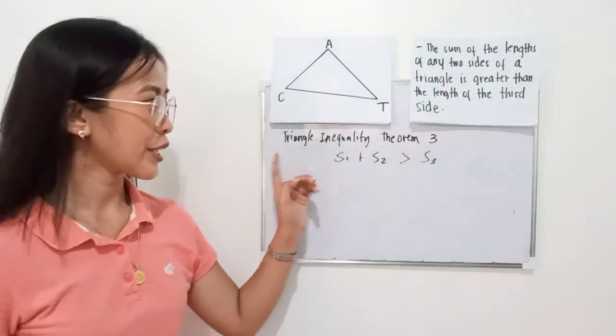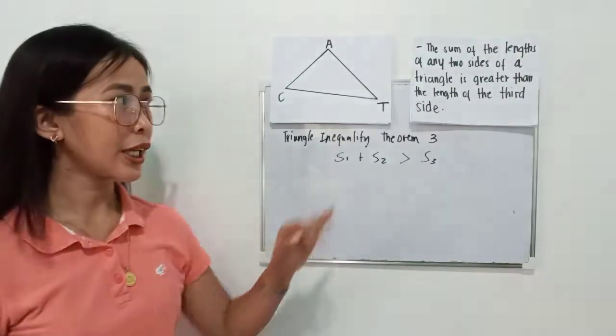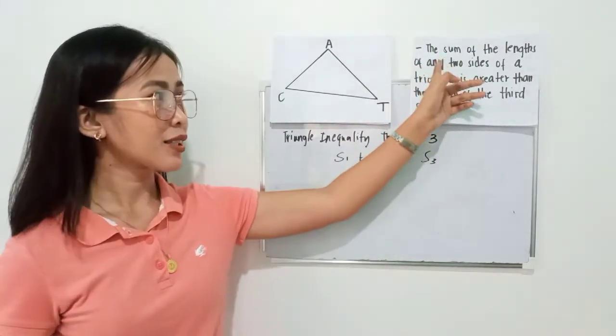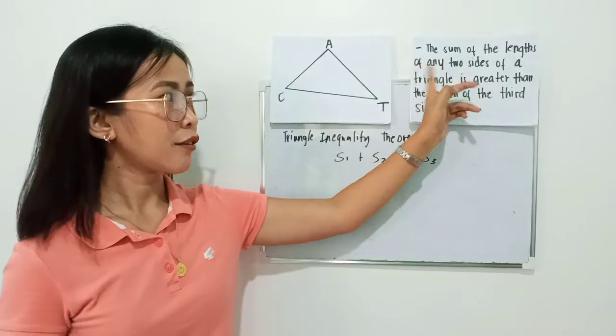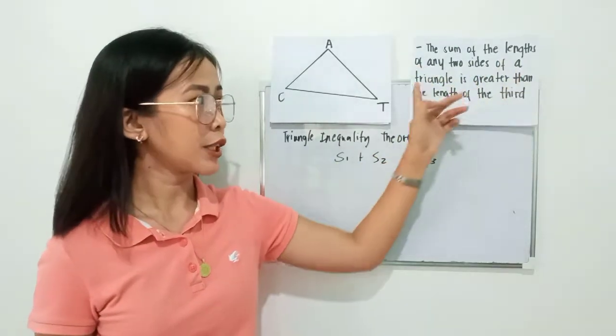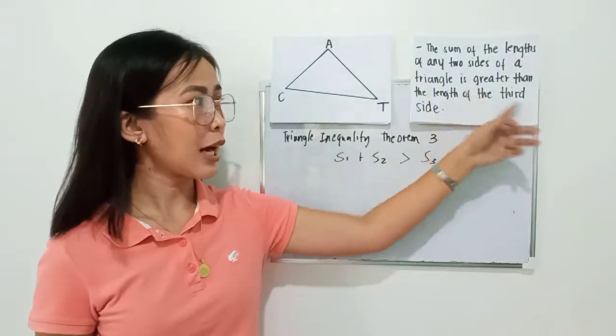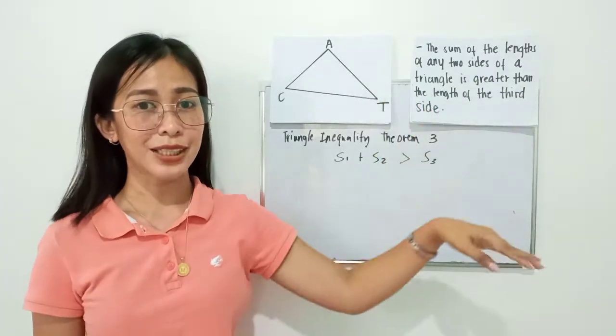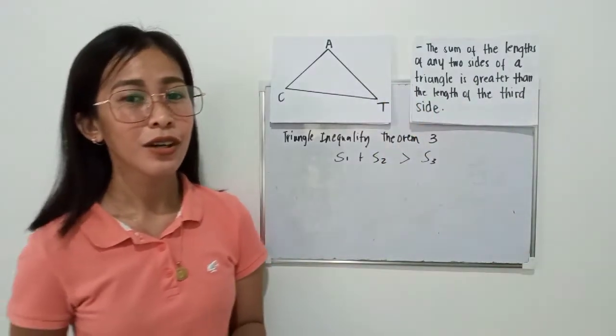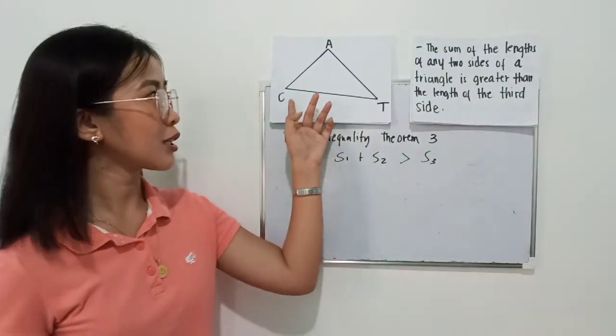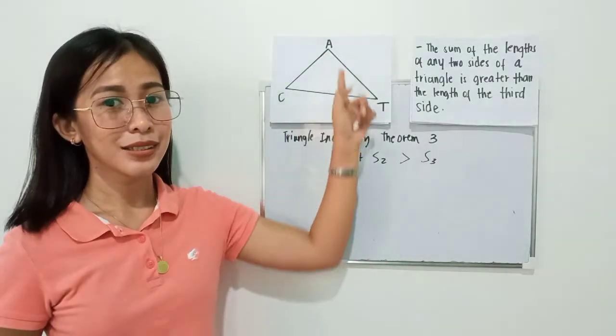We have this triangle inequality theorem 3 states that the sum of the lengths of any two sides of a triangle is greater than the length of the third side. So, medyo madali lang itong intindihan, no? Okay, so we have here a triangle cut. Yan, as you can see.